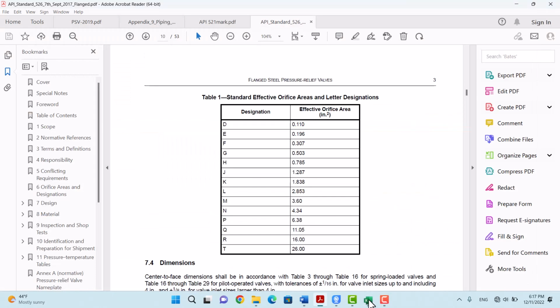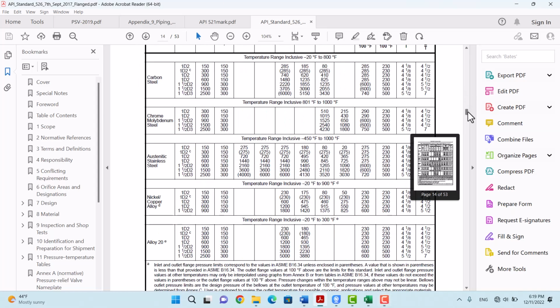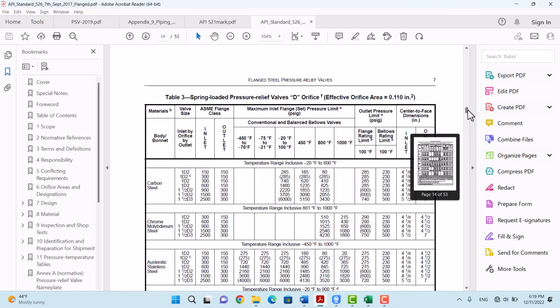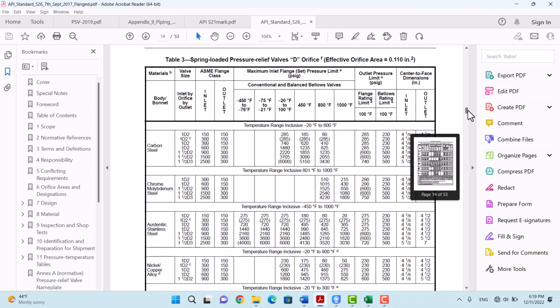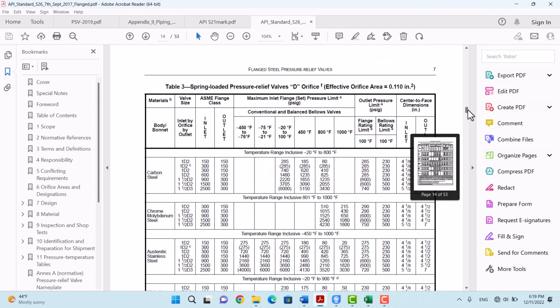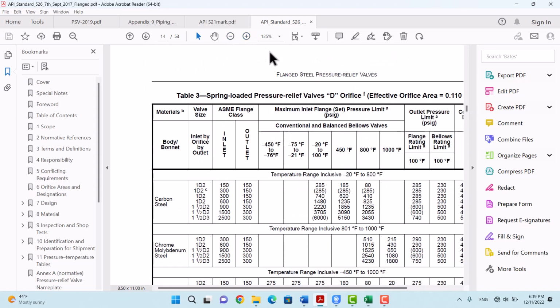So now I compare. So this one is less than this value. Therefore, the selected designation here is the D designation. So we know that this is D designation. Now we go to the tables. After this, there are some tables for each of these designations, for each of these effective orifice areas. In these tables, at first I'm going to describe this table here.